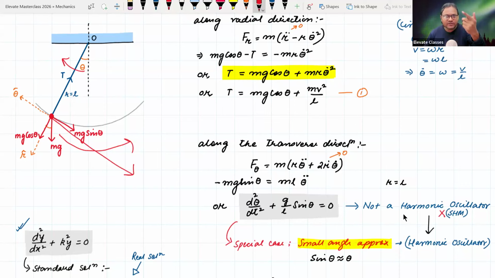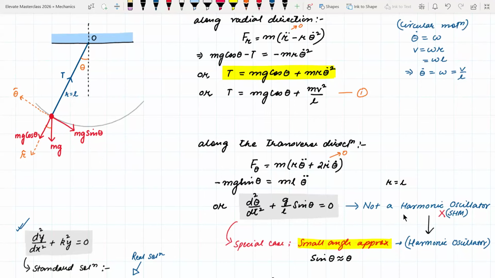It has to do with your geometrical coordinate system that you have chosen. Okay? It does not concern the particle's motion.